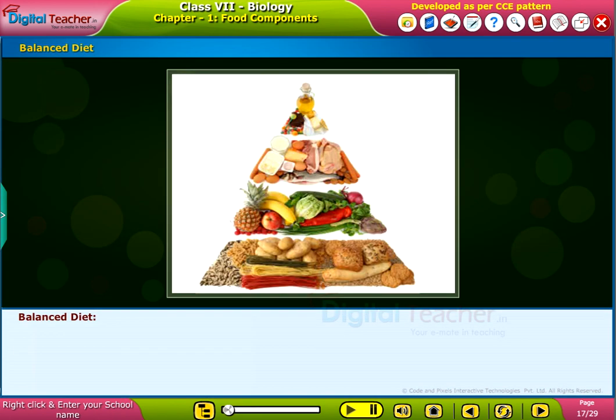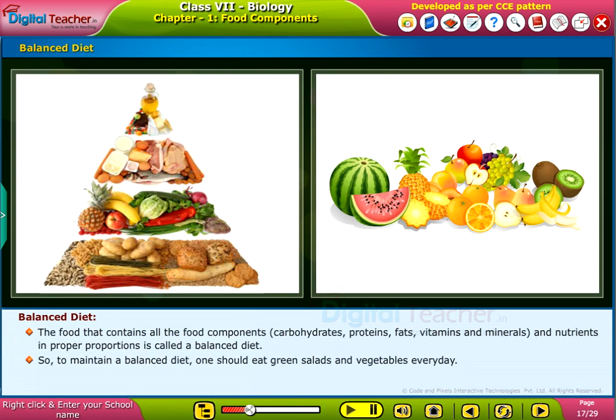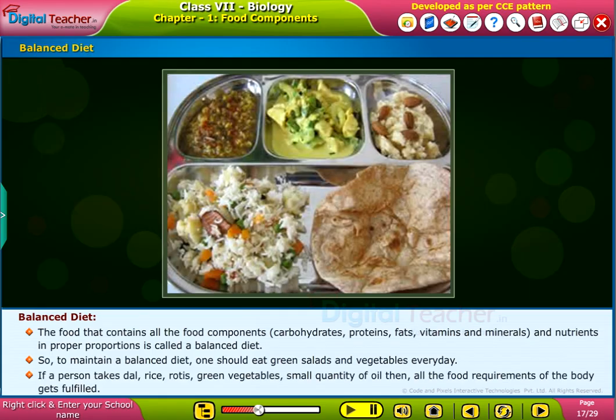Now, let us learn about the balanced diet. The food that contains all the food components like carbohydrates, proteins, fats, vitamins and minerals and nutrients in proper proportions is called a balanced diet. So, to maintain a balanced diet, one should eat green salads and vegetables every day. If a person takes dal, rice, rotis, green vegetables, small quantity of oil, then all the food requirements of the body gets fulfilled.